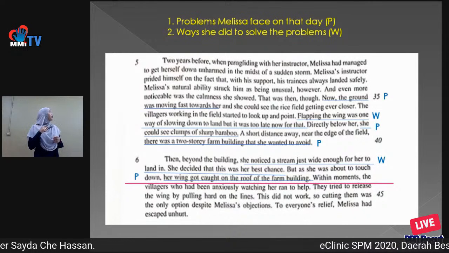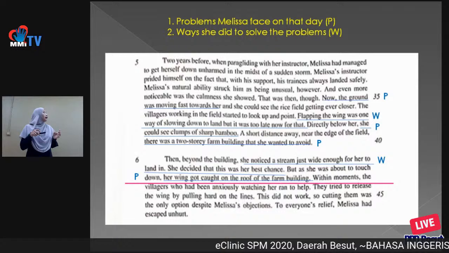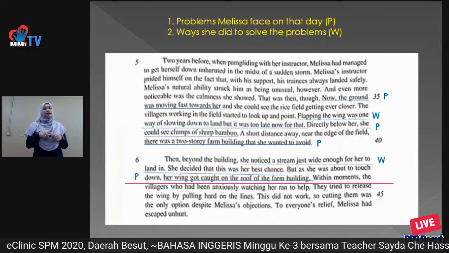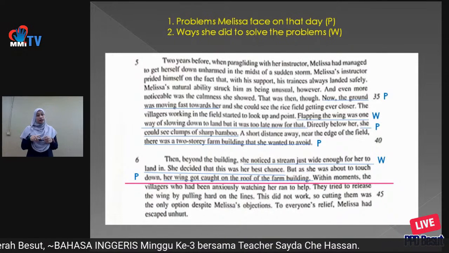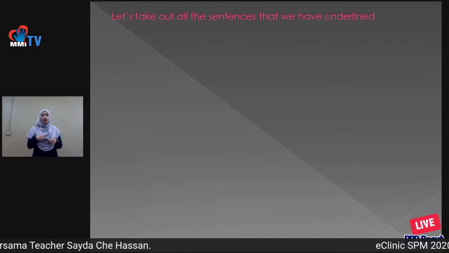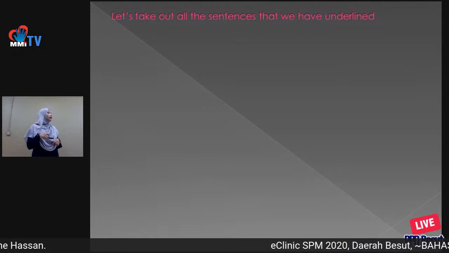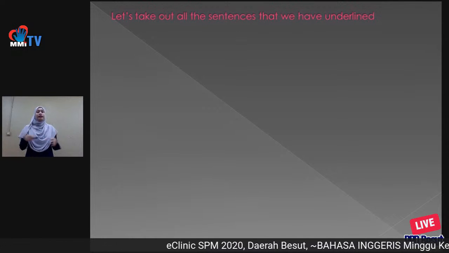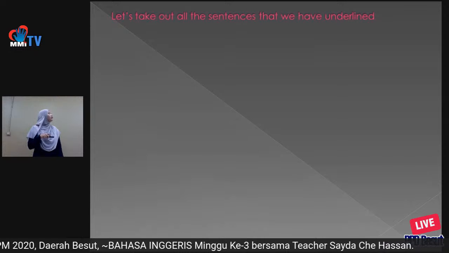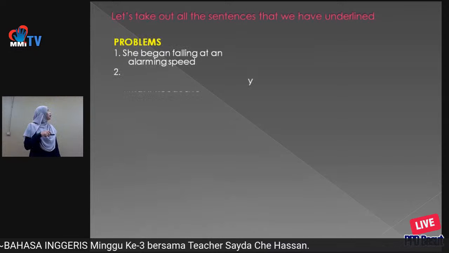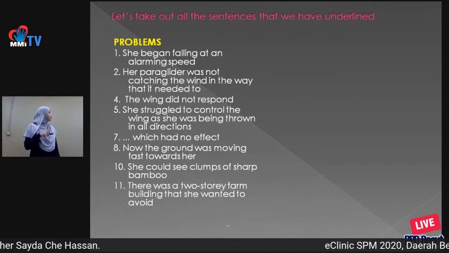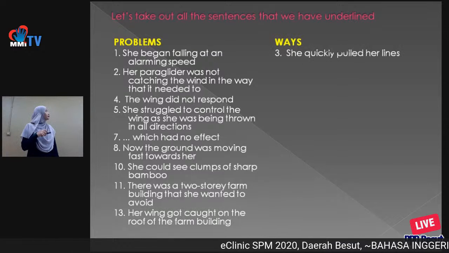Okay, so tadi in the previous slide we have 7, 8, 9, 10, 11, 12, 13. 13 isi. But then if you write 13 pun kamu takkan dapat 13. You will get 10, because the maximum marks for content for summary is 10. Now let's take out all the sentences that we have underlined. Okay, the problem. This. Wait. And the waste.